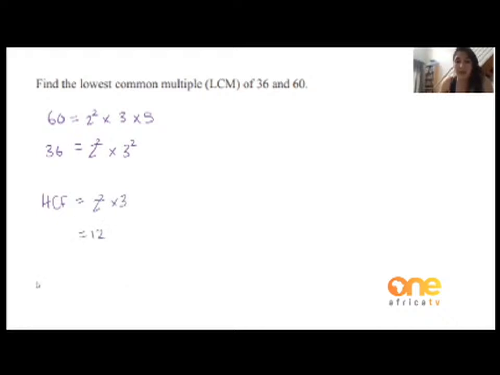Okay, so now I've got my HCF. My LCM is then going to be 12 times what was left over. And what was left over? Well, we've already discarded these. We've already used them. We've used 1 3, so I can just cross out the square. There's only 1 3 that I've used. And so what's left over is the 3 and the 5. And so LCM is going to be our HCF of 12 times 5 times 3, which is 180. Great.